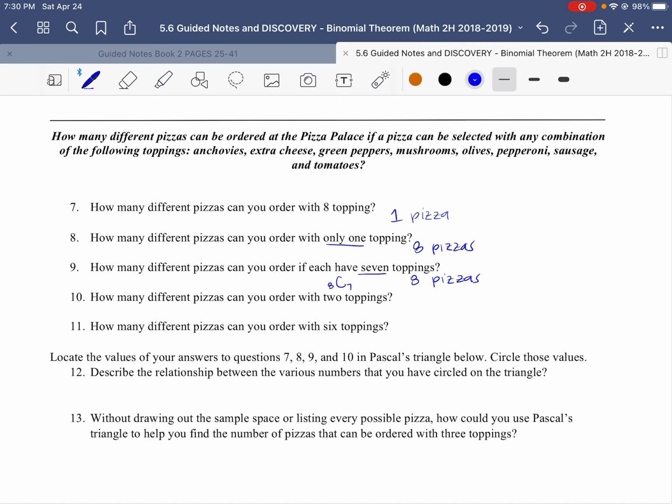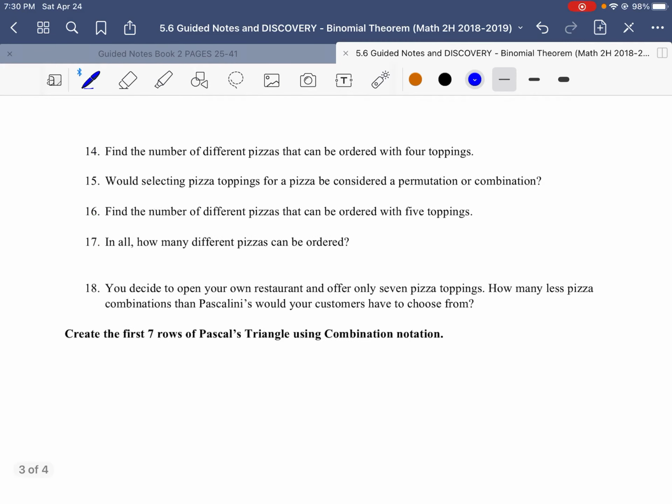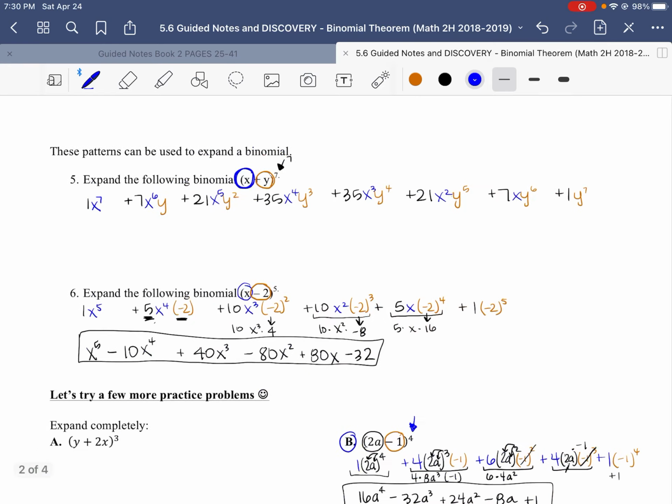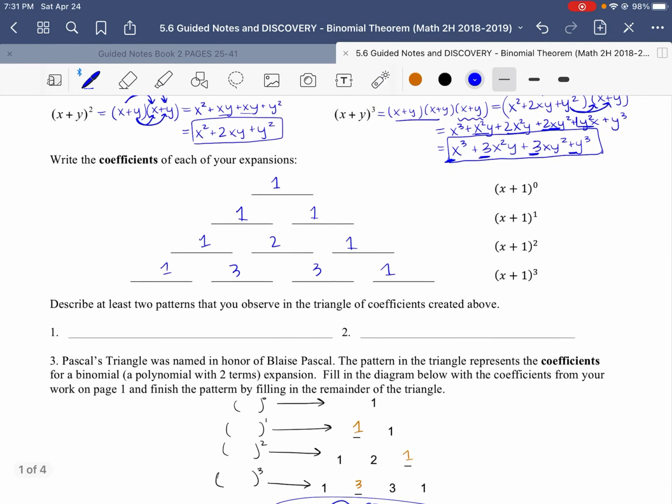And the next question just says, locate the values of your answers to questions 7, 8, 9, and 10 in Pascal's triangle, and then circle those values. Describe the relationship between the various numbers. It says on the triangle below, so I was going to go forward and see. So I believe it means the one on the previous page.